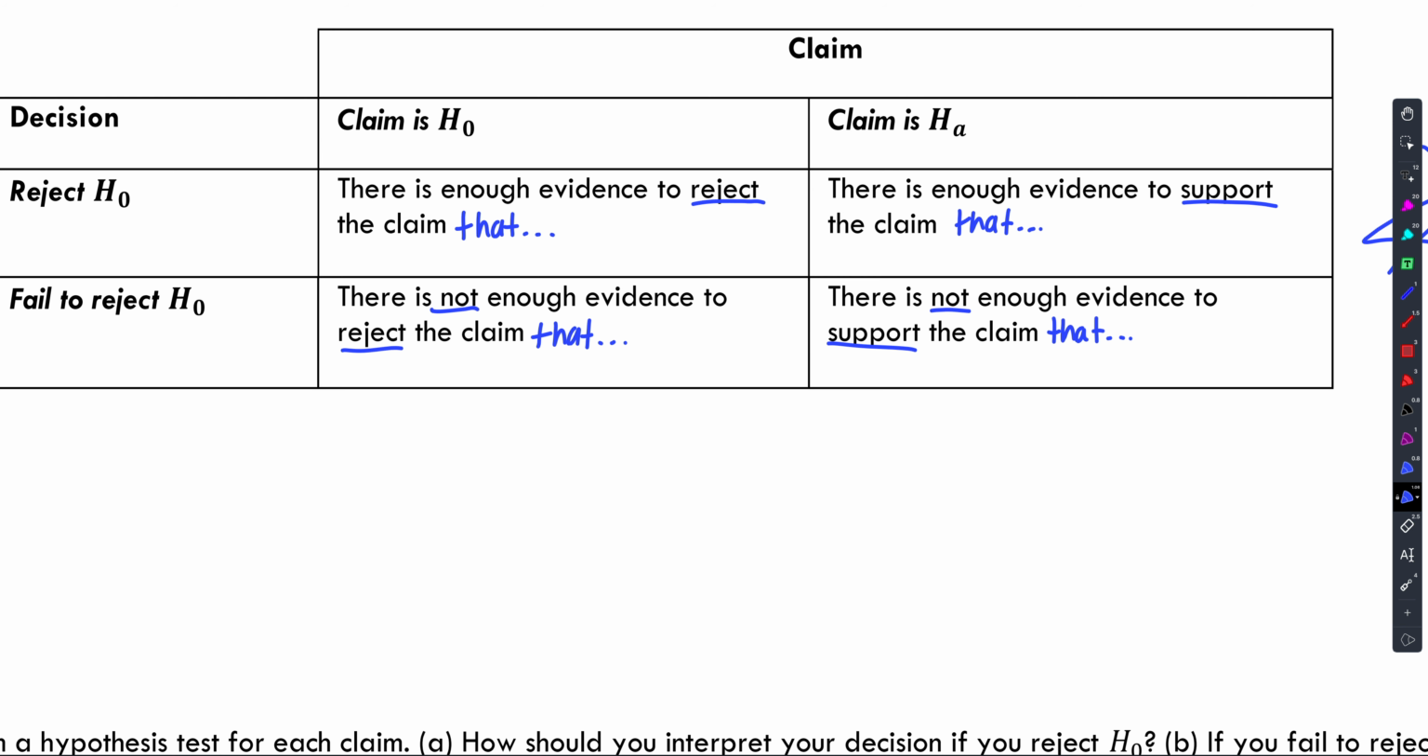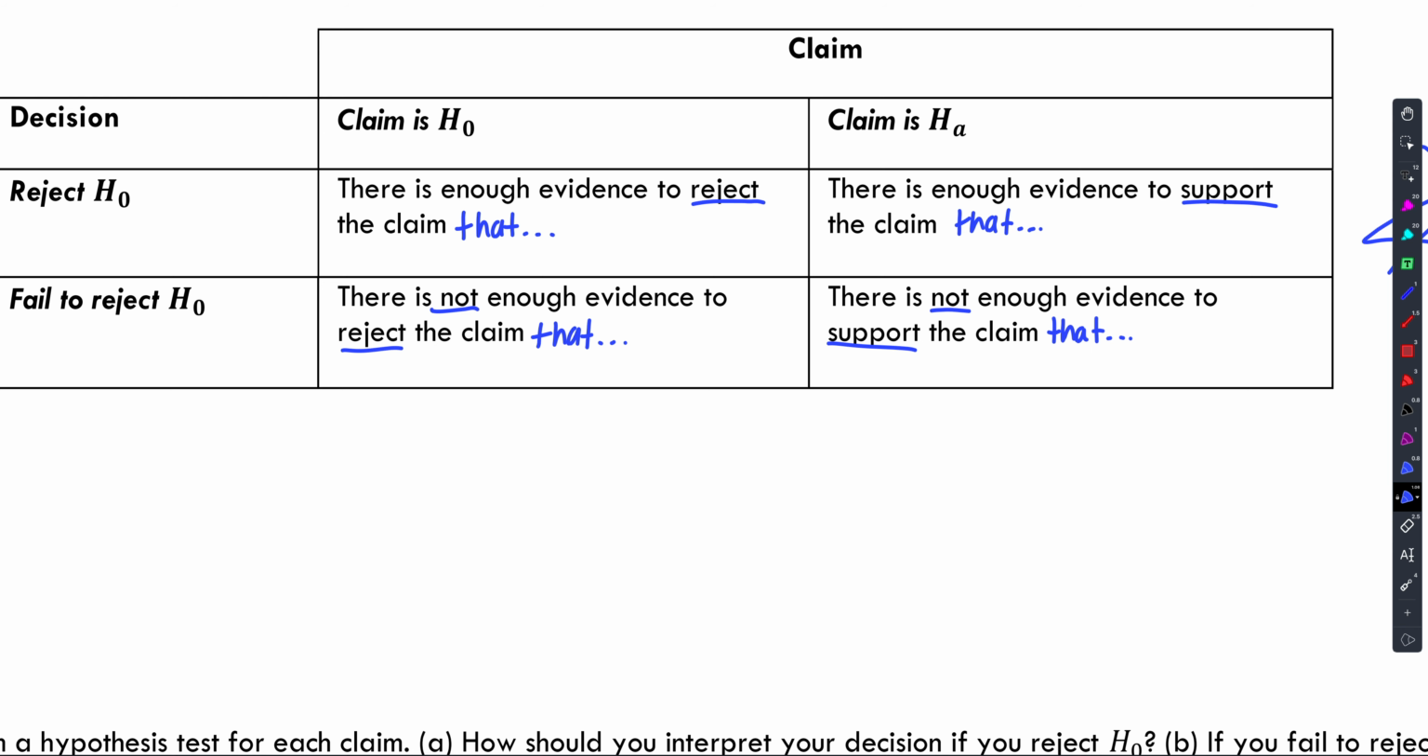Now, if your claim is the alternative hypothesis, what's the wording you're going to use? Support. Now, your question may be, how do I know if it's there is or there is not? That depends on whether you reject or fail to reject. If you are rejecting, then it's always going to be there is. If you're failing to reject, it's always going to be there is not. You have 4 choices for your wording, and it depends on your decision and what your claim is.